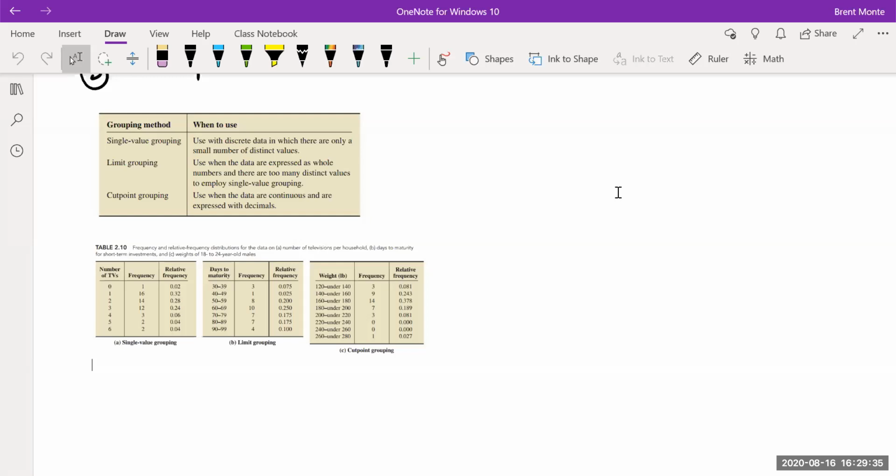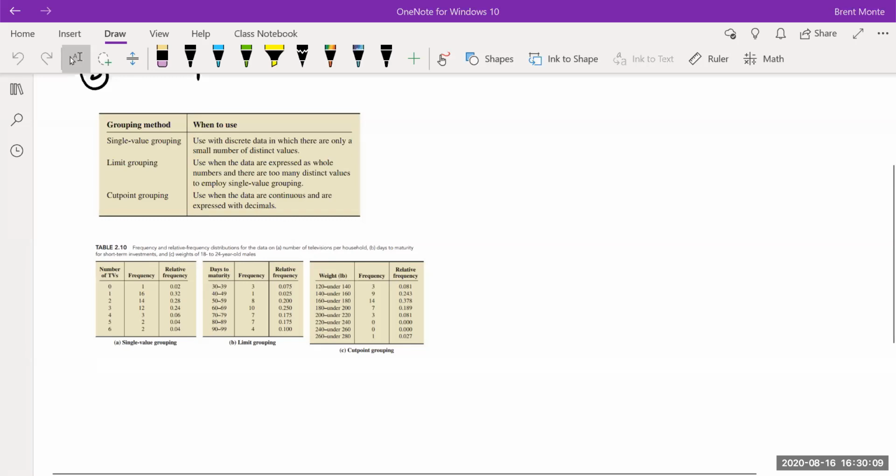But notice they don't have tally in any of those because they didn't need that. And then the last one, they're talking about weights of 18 to 24-year-old males. Well, we know that weights are continuous. So this time, notice if somebody's 140, we know where they go. They don't go in the 120 to under 140, they go in the 140 to under 160 group. And so that's an example of each of those. I wanted to show you that picture just so that you could get a good idea.